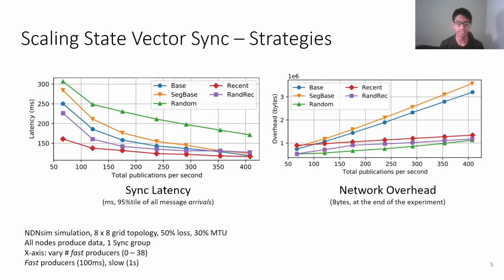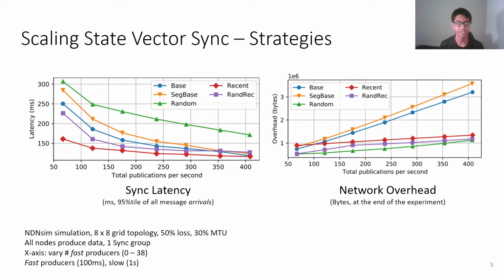So we compared these strategies for scaling, creating these partial state vectors inside a simulated environment with NDN Sim, running an 8x8 grid topology with 50% loss rate on each link, and we created this artificial 30% MTU. So the state vector size in the partial state vector strategies is limited to 30% of the entire state vector size. We vary the number of fast producers, that is producers producing data every 100 milliseconds, and reduce the number of slow producers, that is producing every 1 second.